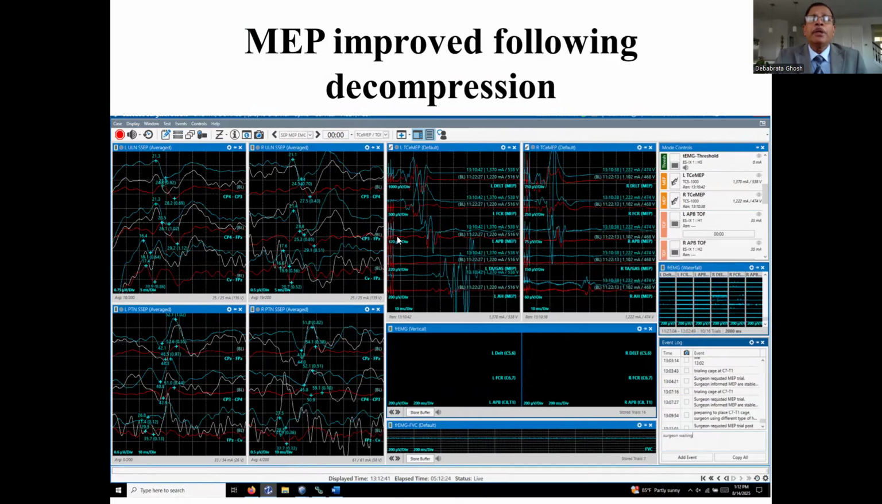Following decompression, we see a very significant improvement of the MEP, this being baseline. This is the more recent record. So there is significant improvement of the MEP following the decompression. That is very well known.